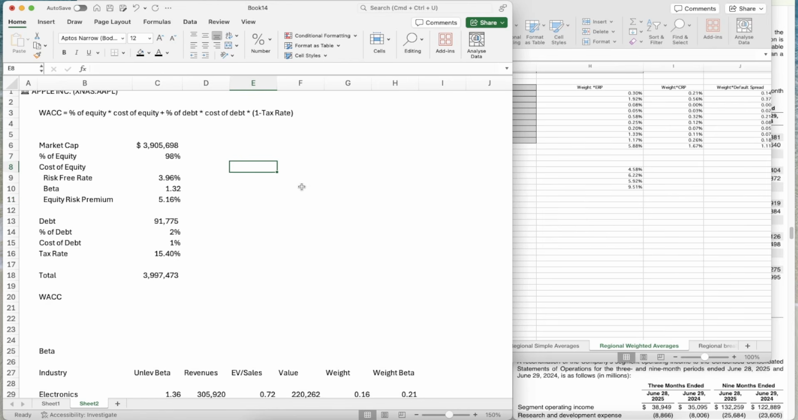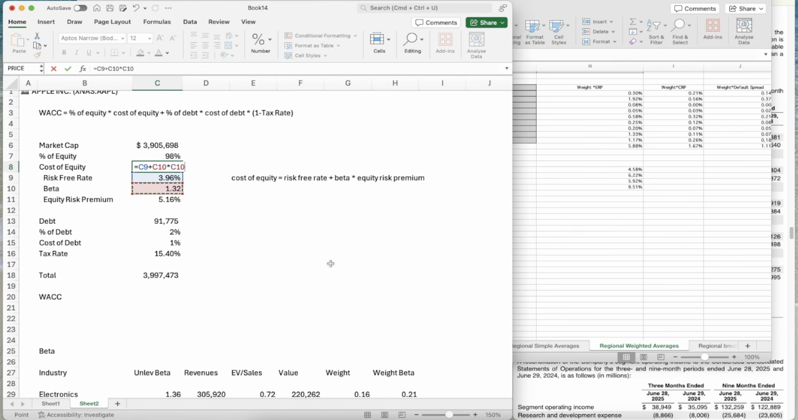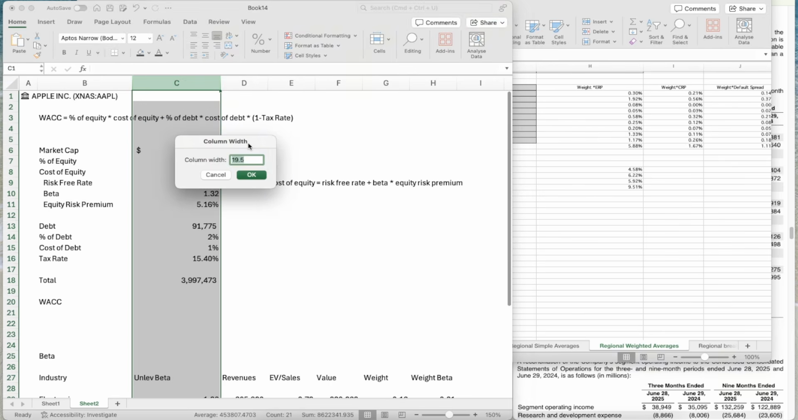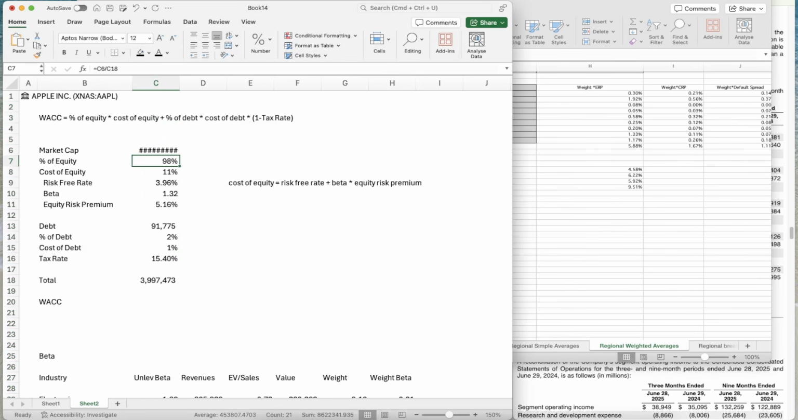So now your cost of equity equals your risk-free rate plus your beta multiplied by your equity risk premium. And that's what we're going to calculate now. So risk-free rate plus your beta multiplied by your equity risk premium. And there we have it. Nearly 11%. There we go.